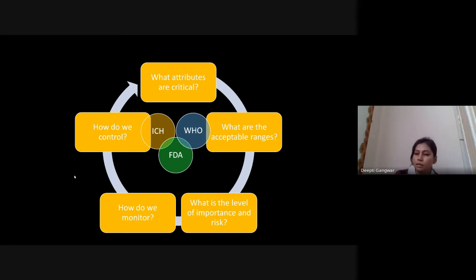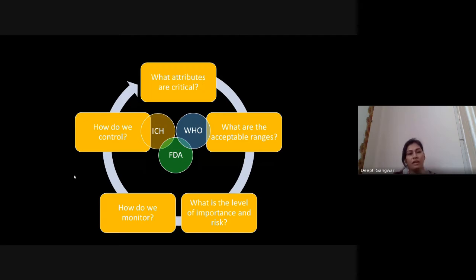There are three bodies which govern what the basic guidelines are, what the aspects are that your molecule has to fulfill. These three bodies are ICH, International Conference on Harmonisation, WHO, and FDA. These bodies basically decide what the critical quality attributes of your molecule are. By critical quality attributes, I'll explain it further. Let me just go through these five sections. What are the acceptable ranges of these attributes? What is the level of importance and risk, and how do we monitor and how do we control?